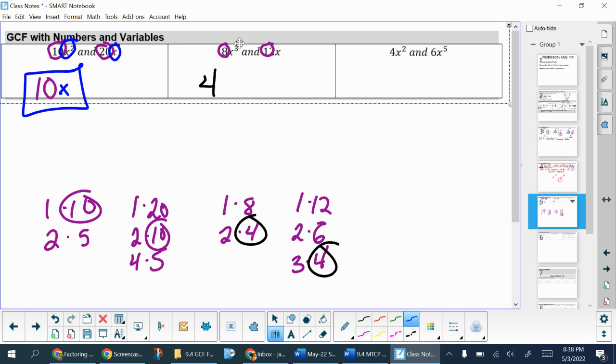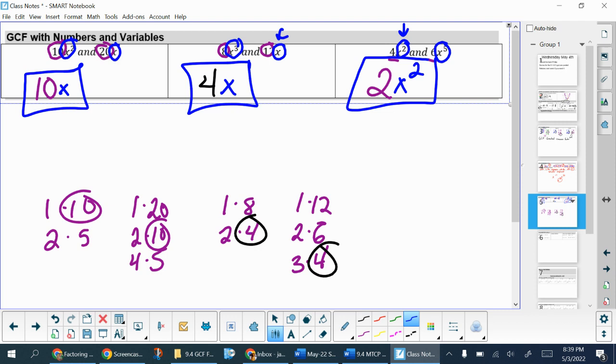Then I can look at the x to the third and the x. Well, between x to the third and x, the lowest exponent there is the x. So I just keep that one. 4x is my greatest common factor. Finally, on this one, between the 4 and the 6, the greatest common factor is 2. We did that one just up above. And between the x squared and the x to the 5th, x squared is the greatest common factor because it's the lower exponent. So that is my GCF of those two expressions.